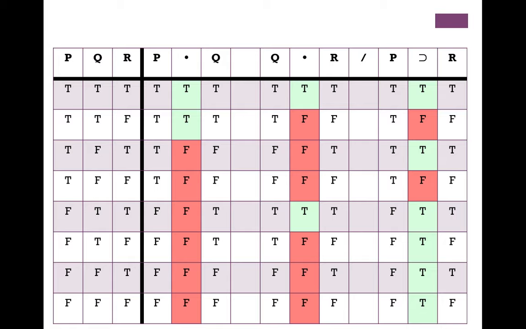And for that reason, we can just ignore the entire rest of the chart because that's not going to help us. We have to have true premises and a false conclusion. We don't have true premises and a false conclusion appear anywhere. And so this is actually a valid argument.